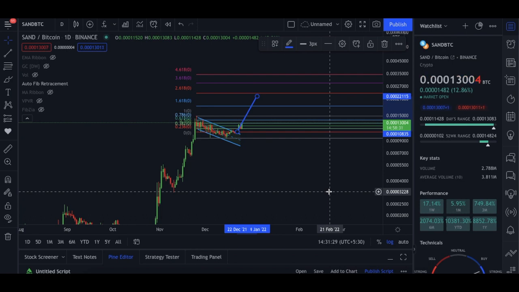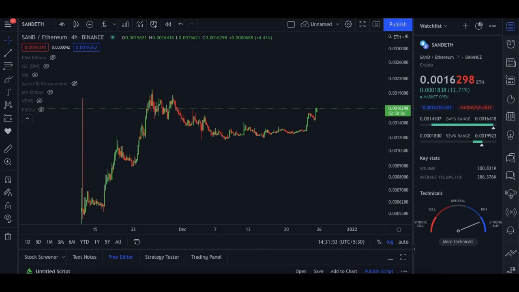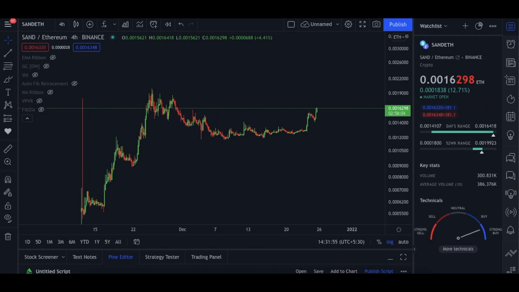Now, one other chart that we need to look into is the Sandbox against Ethereum chart. Now, why is this important? Because Ethereum is the king of altcoins, right? And whenever you're evaluating any altcoin, it is important not only to look into the value against Bitcoin, but also against Ethereum, because Ethereum has been on a massive rally on its own as well. So if any altcoin is able to outperform Ethereum, then of course it is doing exceedingly well.